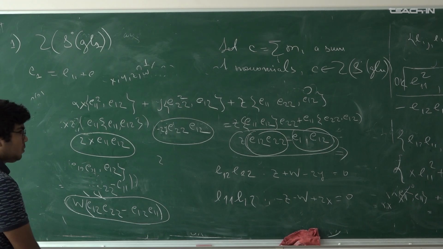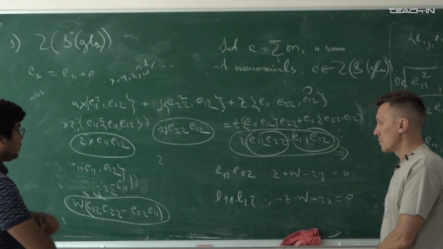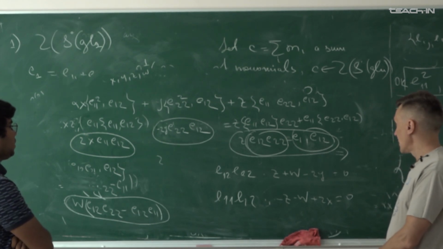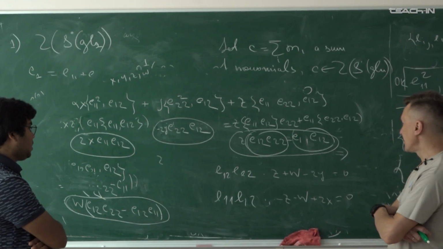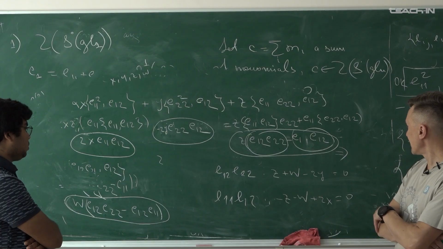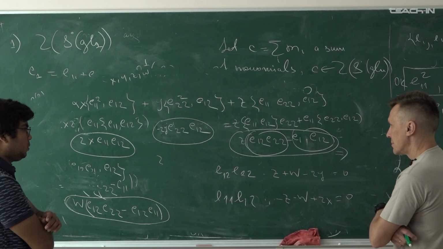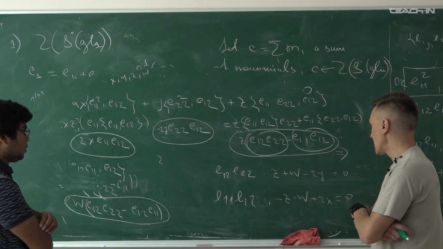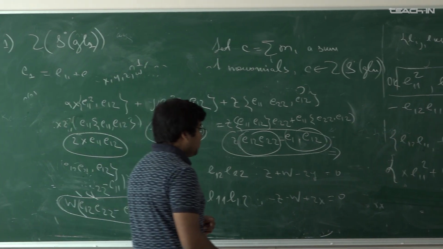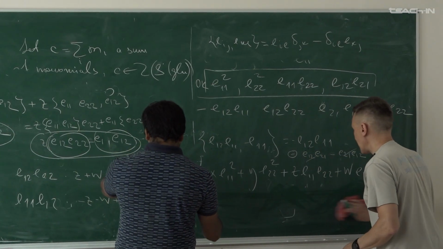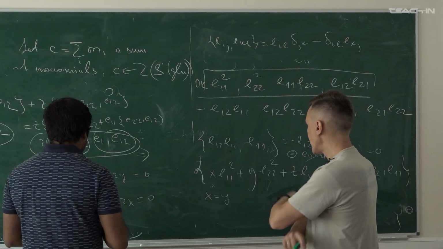How to describe the space of solutions? For example, by a basis of solutions. It means two independent solutions of this system of equations. Well, first of all, we see that x should be equal to y, and z should be equal to w. It's one solution. I'm saying that x should be equal to y, right?